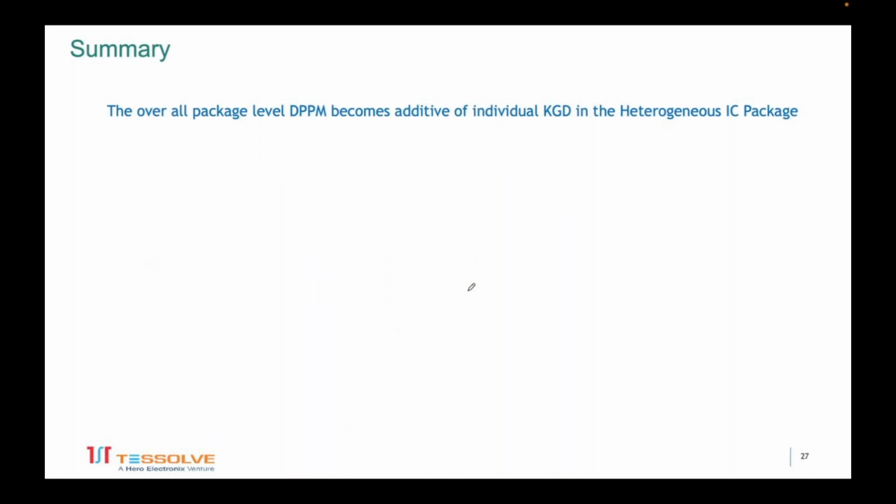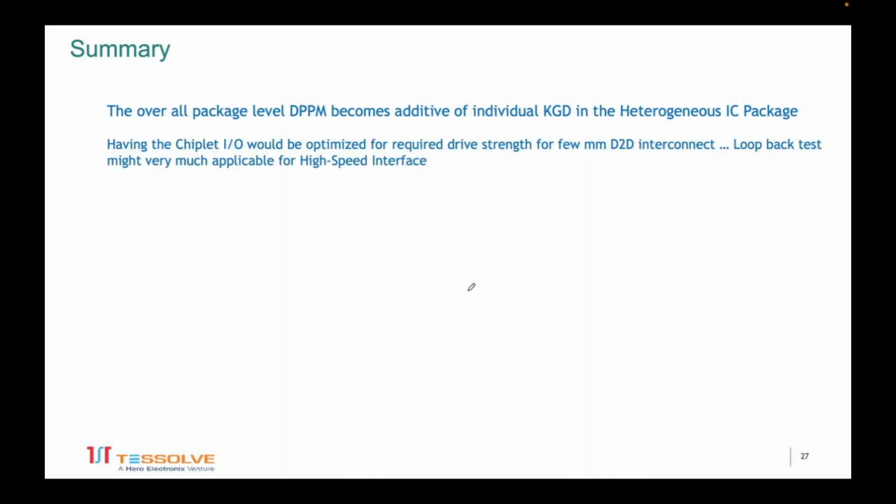The overall package DPPM becomes additive of individual KGD. So all the points that I talked about become very critical to define the overall product DPPM level. The chiplet IO should be optimized for the required drive strength for the die to die interconnect. When you want to test it from the ATE perspective, loopback test and other aspects need to be looked at from many angles, so that you truly test the performance of that particular IC.